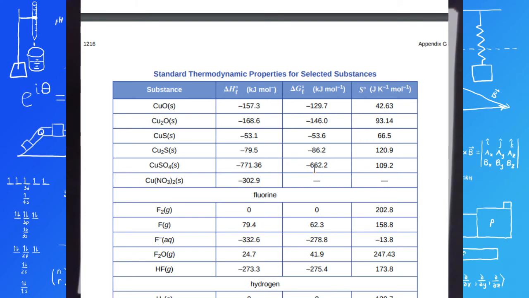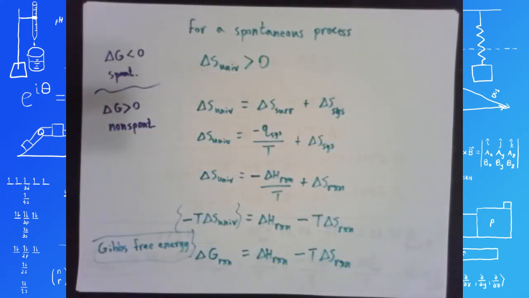In fact, you can verify this. Pick any one of these. Let's do copper oxide solid, and let's calculate it and show that that is the case. So let's see, negative 157.3 is the delta H. I guess I'll do it up here. Oh, wait, you can't see. Let me pull that down. Okay, there we go.